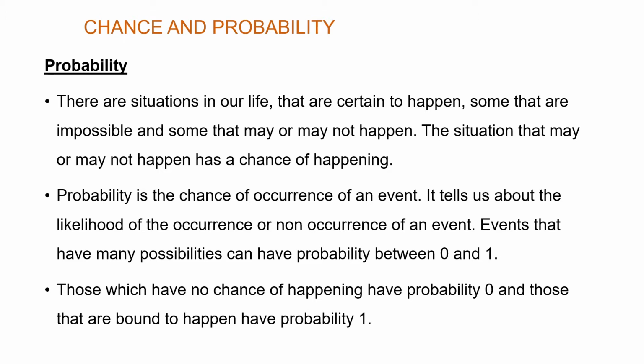Impossible means, when you toss a die having 6 faces, numbered 1 to 6, the chance of getting the number 8 is impossible. It is not possible because the number 8 is not there. That is impossible. And some may or may not happen.